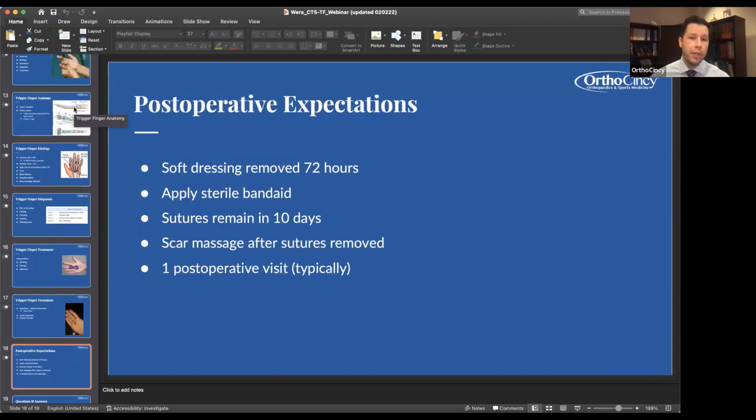And then after the stitches come out, we ask that you do some scar massages to help with the scar tissue, so there are no adhesions, and it helps with the appearance of the scar as well. We typically see patients for one postoperative visit. I'm happy to see patients as frequently as they need in the postoperative setting, whether there are questions that need to be answered or any concerns. But typically, the majority of patients have one postoperative visit. I'll call you the day after surgery to see if you have any questions, and then you're on your way back to the things that you love to do.